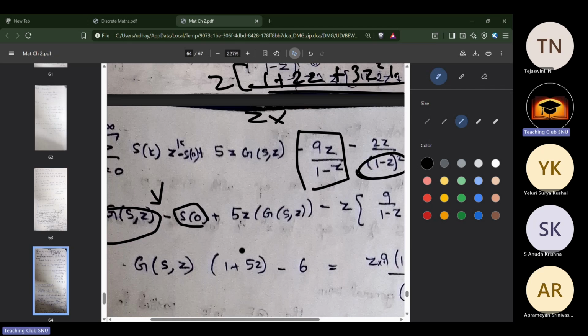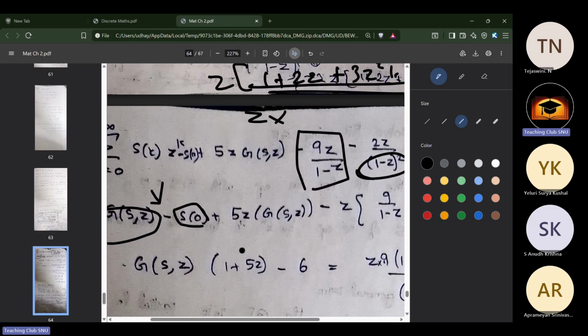So again, this problem: u_(n+2) minus 5u_(n+1) plus 6u_n is equal to 0, with n greater than or equal to 0, with u_0 equal to 1. Beautiful. So what do you do? First, put it in the general form. The general form is G of s comma z, and that is s_0 plus s_1 z plus s_2 z square till infinity. So how do you do that? In this case, first you multiply.